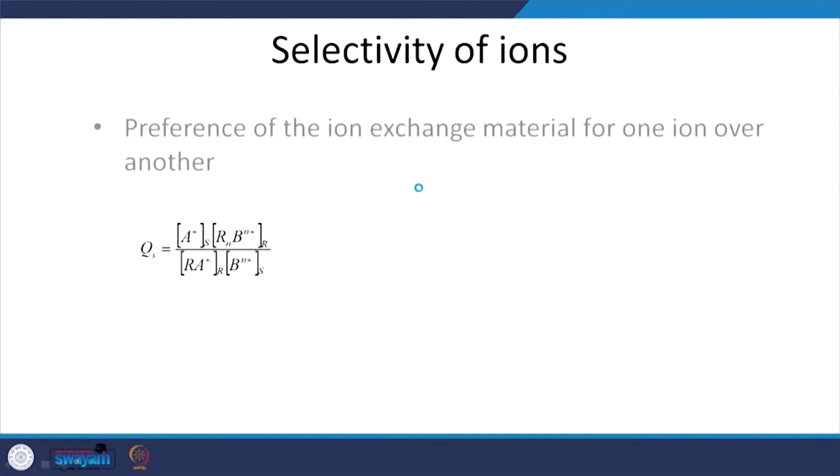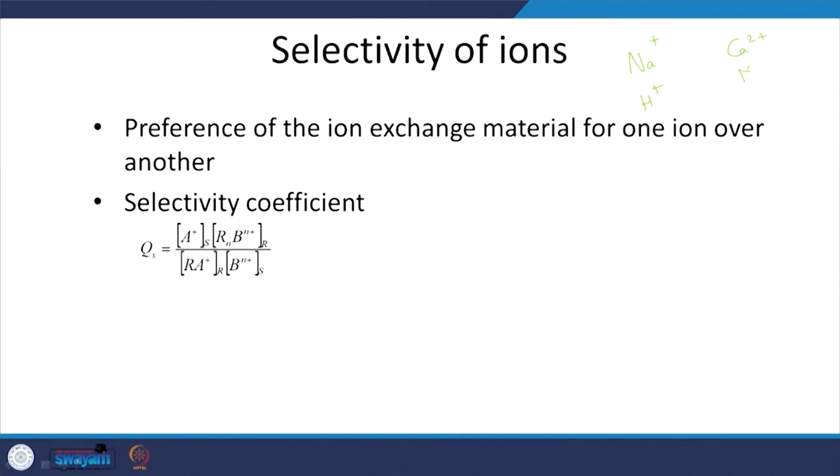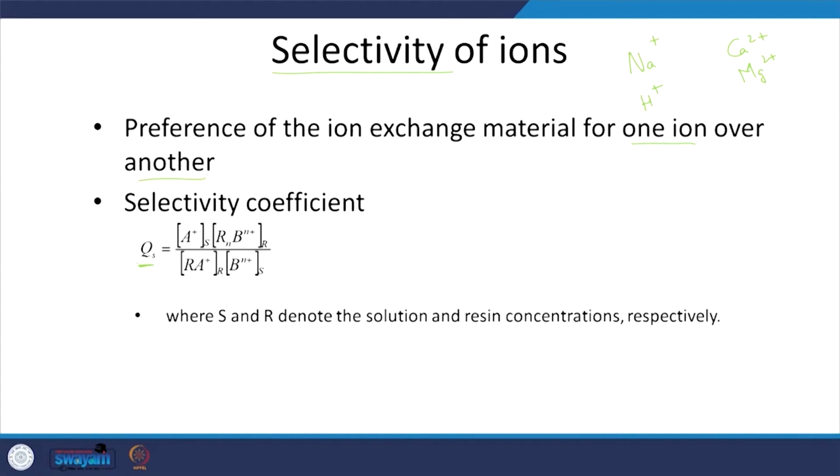So, selectivity of ions. We looked at Na plus or H plus as the initial counter ions, and why is it that they will be replaced by the calcium or magnesium in my particular solution? Here we are going to talk about selectivity of ions. We have a preference of the ion exchange material for one ion over another, so we have a variable called the selectivity coefficient. Again, S and R denote the solution and resin concentration. If we have Qs equal to 1, there is no preference for A over B.